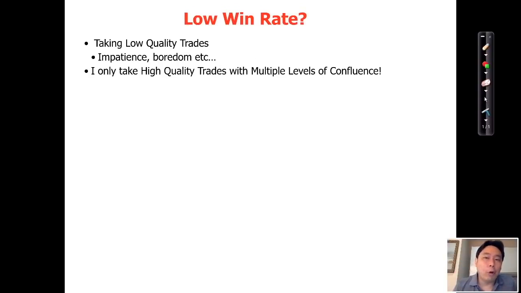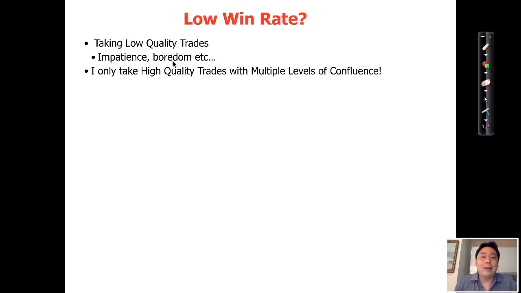Now, another reason for low win rates is because traders tend to take low quality trades. In other words, they take trades where it's not a high probability. Okay, and a very common reason is because of impatience, right? A lot of traders are very impatient to take a trade, so they're trigger happy. The moment they see something that looks like a trade, even though it doesn't meet the rules exactly, it's okay, let's bend the rules a bit. It's okay, let's just take it, right?